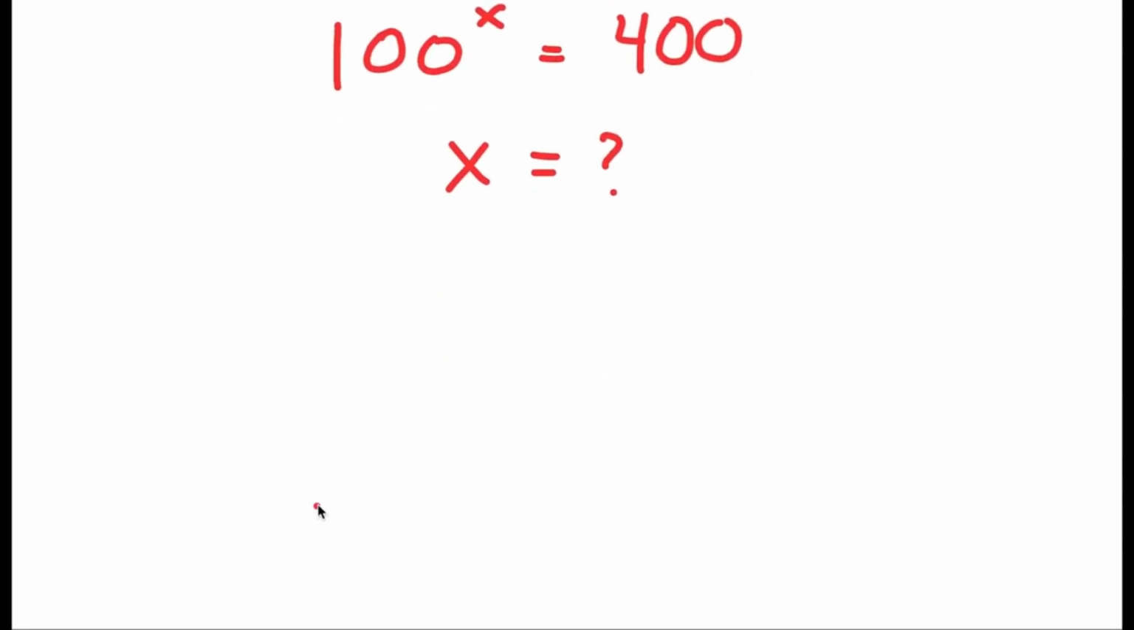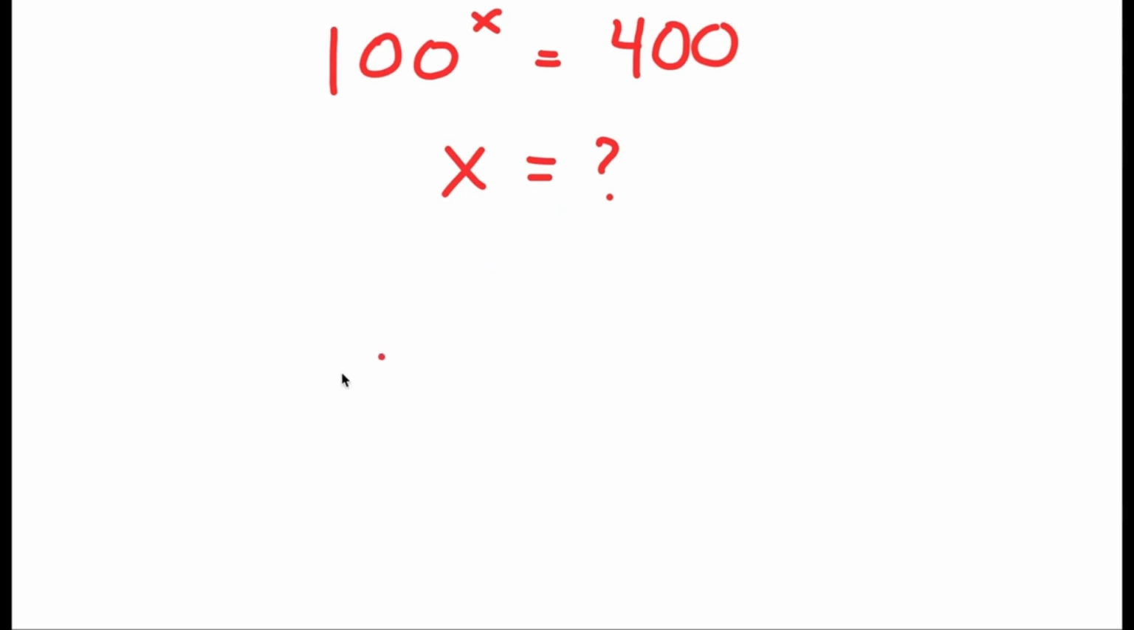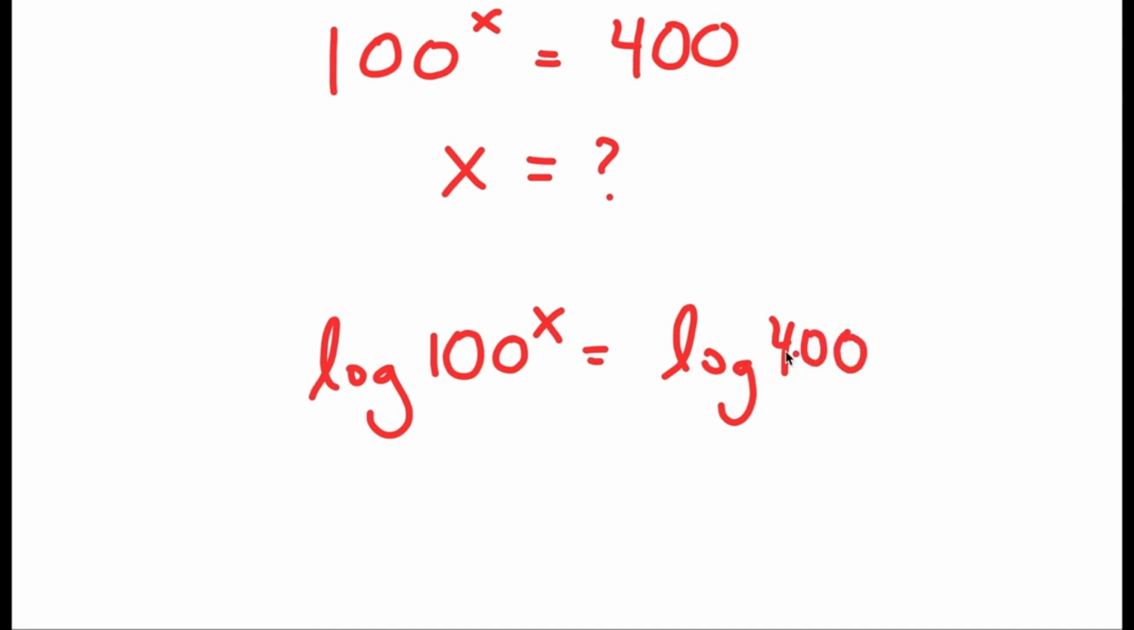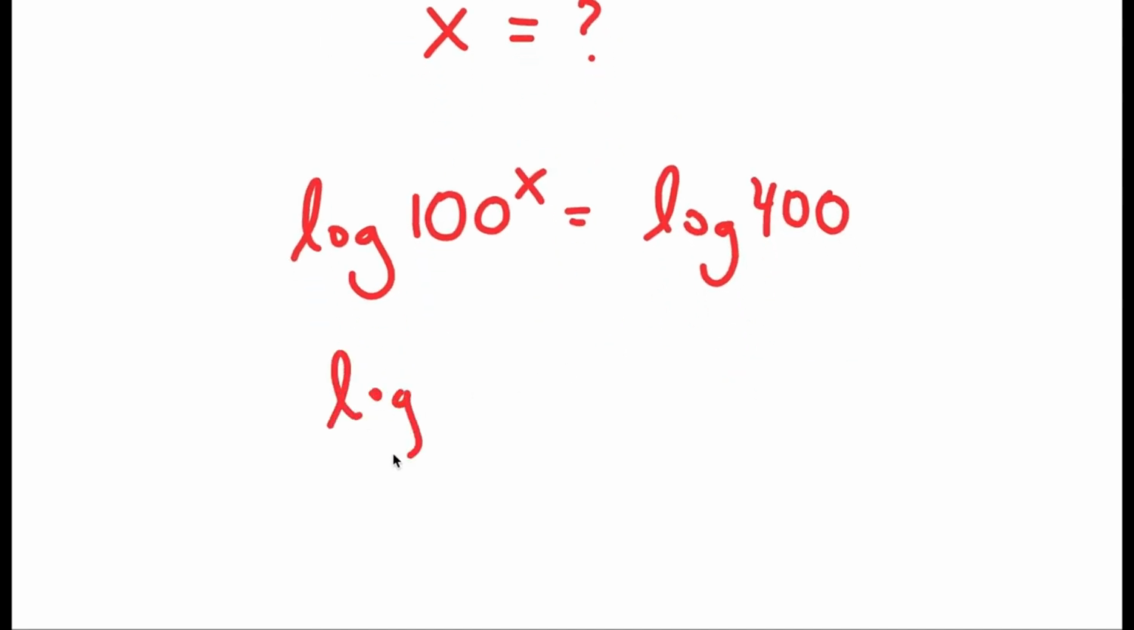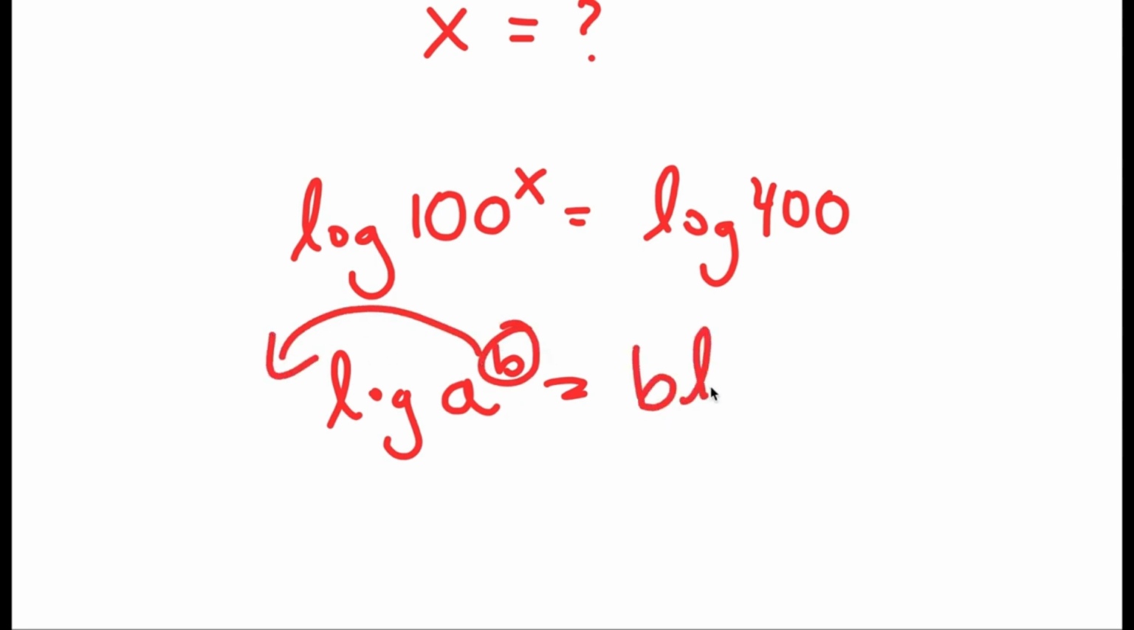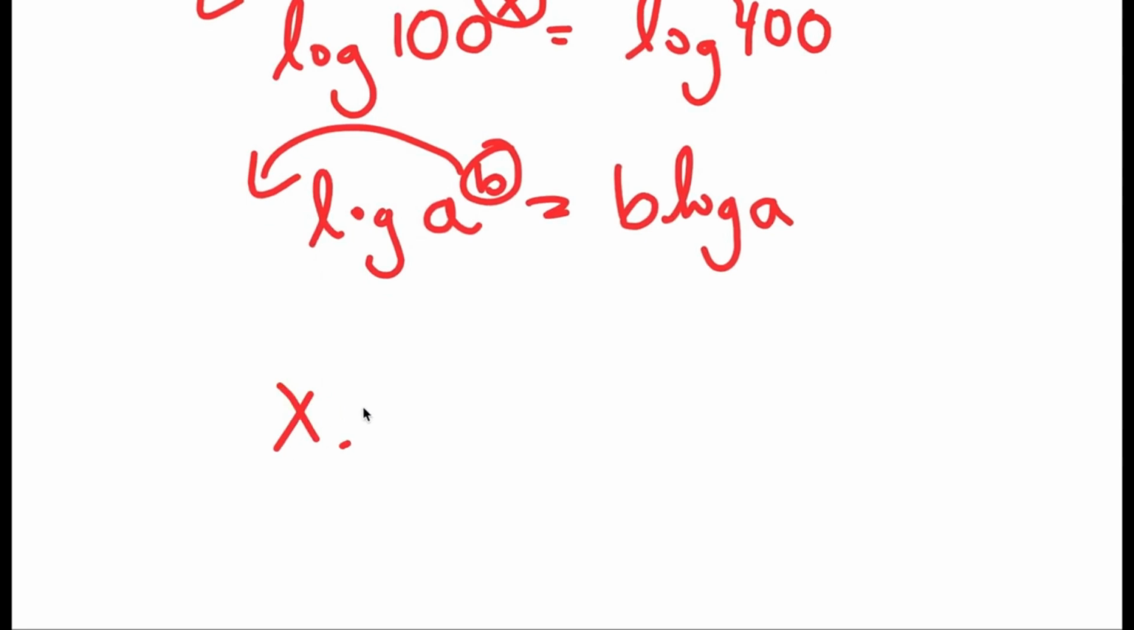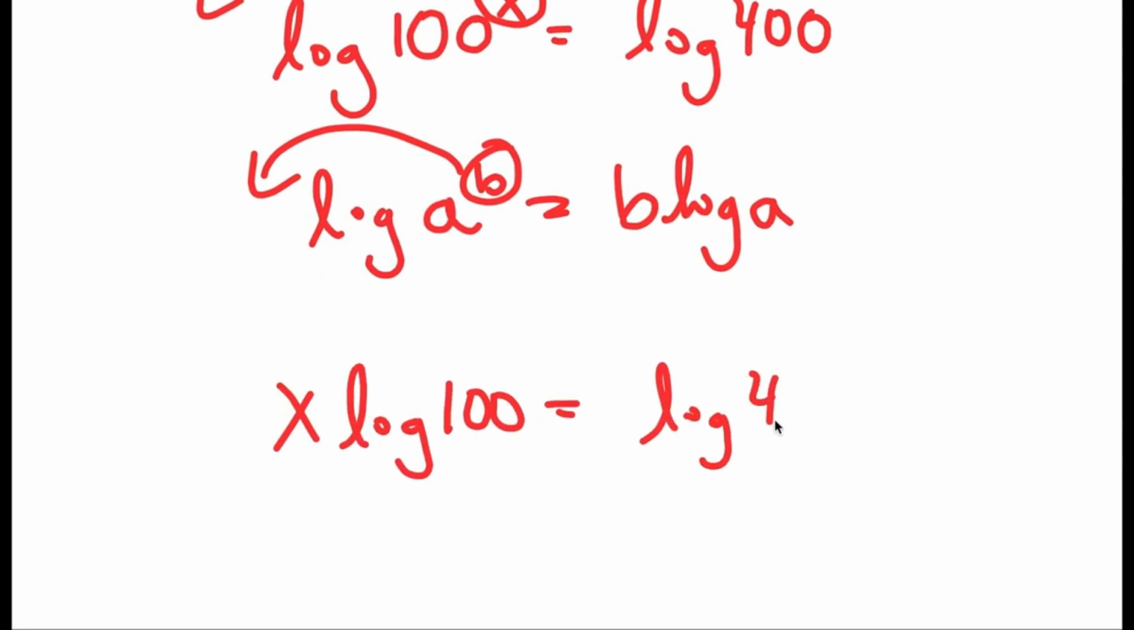So to solve this, what I'm going to be using is logarithms. So I'm going to first start by taking the log on both sides. So I get log 100 to the power of x is equal to log 400. And if I have something in the form log a to the power of b, I move this exponent b to the front, so I get b times log a. In this case, I have log 100 to the power of x. I can move x to the front, so I get x times log 100 is equal to log 400.